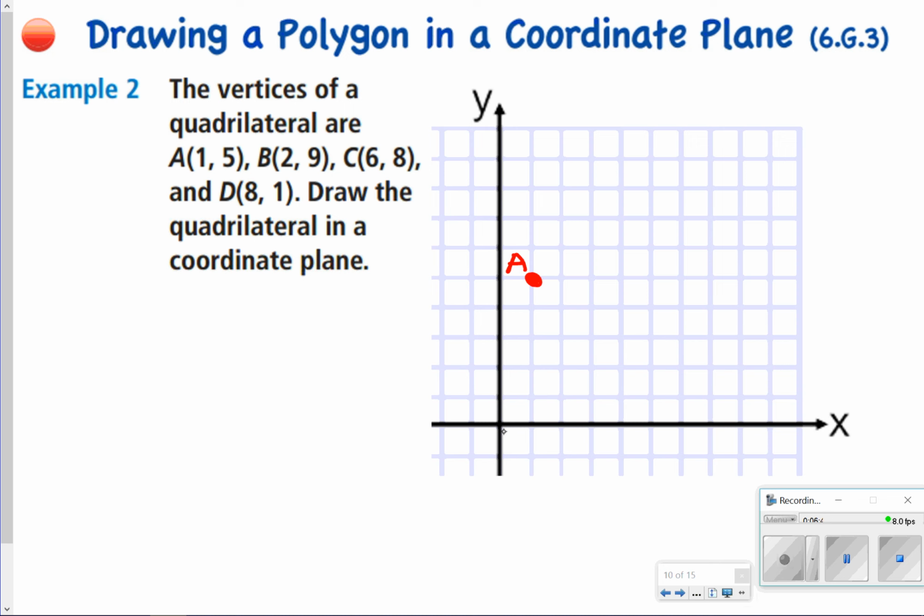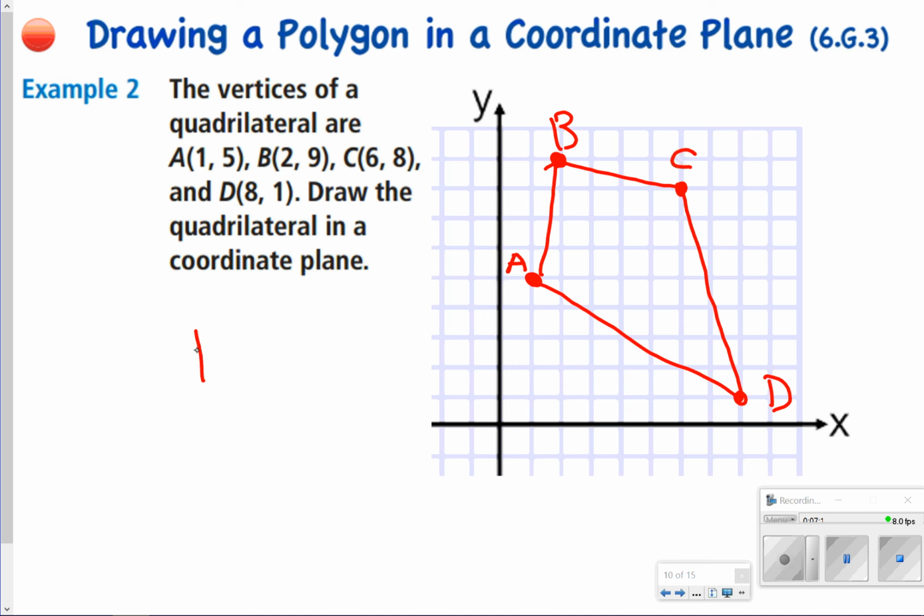Point A, we went to the right 1 and up 5. Point B, we went to the right 2 and up 9. Point C, we go to the right 6 and up 8. And point D, we went to the right 8 and up 1. All you have to do now is connect the dots with as straight a line as you can. It's a little bit trickier here on this tablet. And then you just name the polygon. This is going to be a kite that we drew.